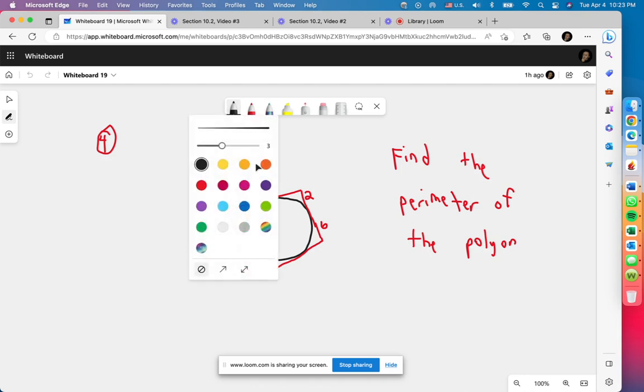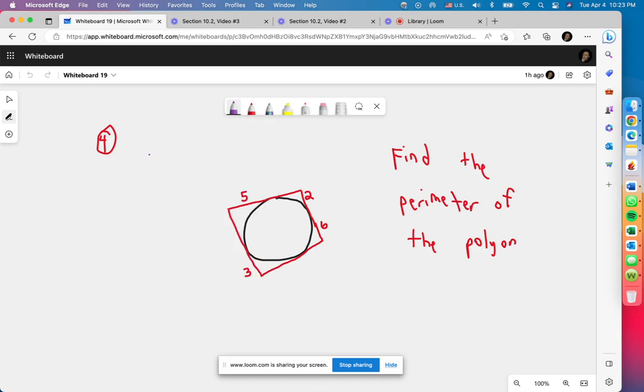Let's change the color here. Let's make it purple. All right. Notice you have a lot of points of tangency, and it says that in the problem. I just didn't write it out here. If this is 5, and I need to find the perimeter of this polygon. Okay, you have a circle inscribed inside of a polygon.